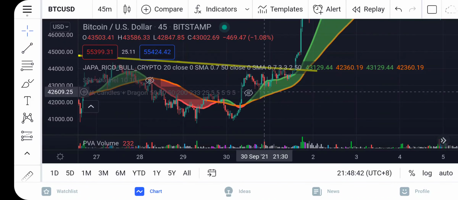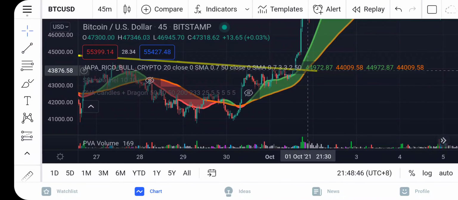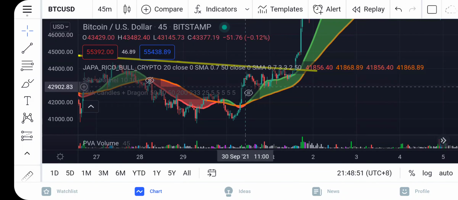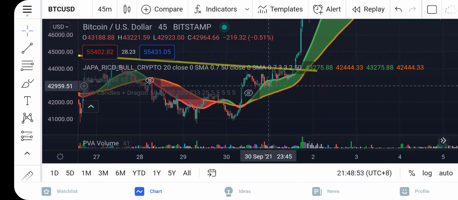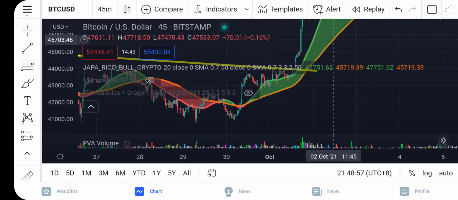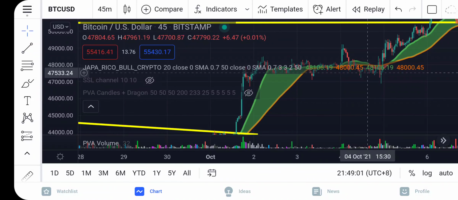So if you follow PVSRE, you probably have entered during the correction because you would have thought that this is a zigzag pattern on PVSRE. So if you waited here and entered here, you would have been able to make all this money up to here, okay, guys? So this is what happens on the 45-minute chart.